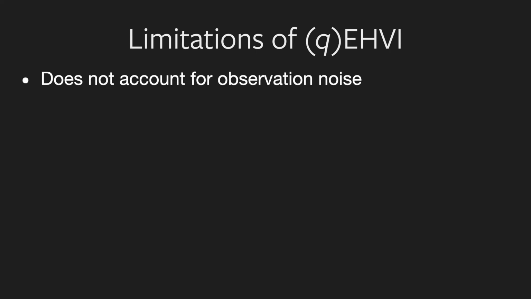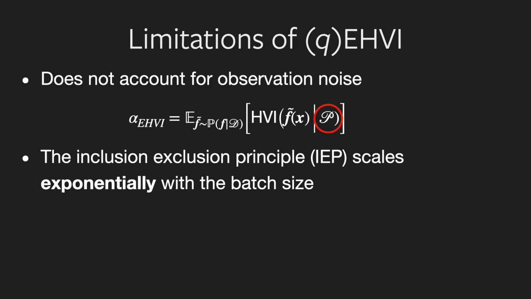We now arrive at the two fundamental limitations of expected hypervolume improvement. The first is that no previous work accounts for observation noise. Expected hypervolume improvement assumes that the objectives are observed without observation noise. In the case that the objectives are observed with observation noise, expected hypervolume improvement can perform poorly. Another limitation is that the parallel variant scales exponentially with the batch size due to the use of the inclusion-exclusion principle. This limits its applicability to the small batch regime. To tackle these limitations, we propose a novel acquisition function, noisy expected hypervolume improvement.